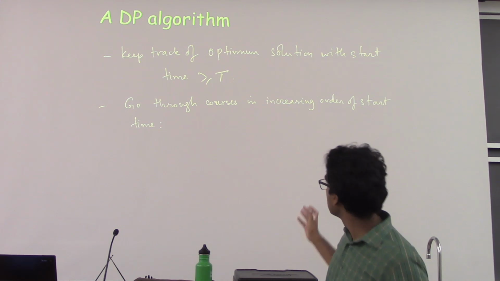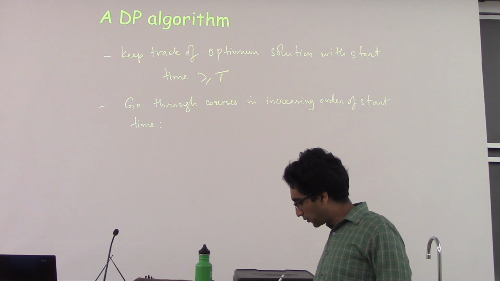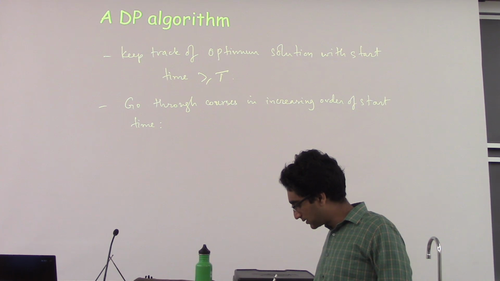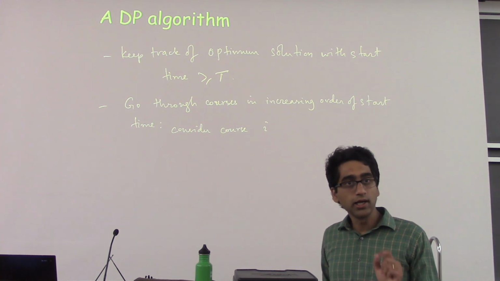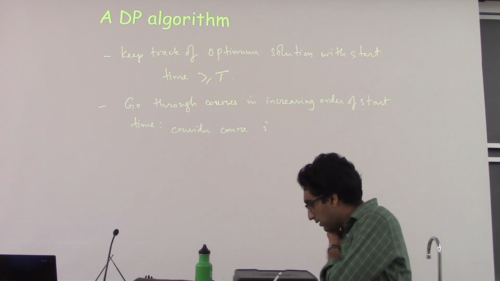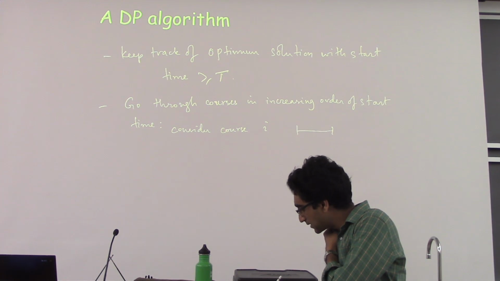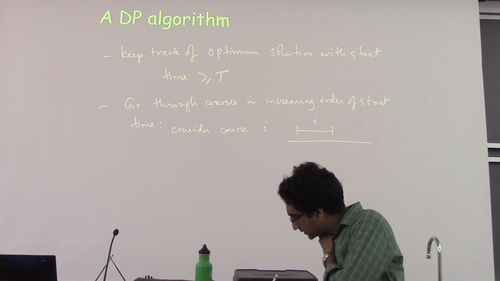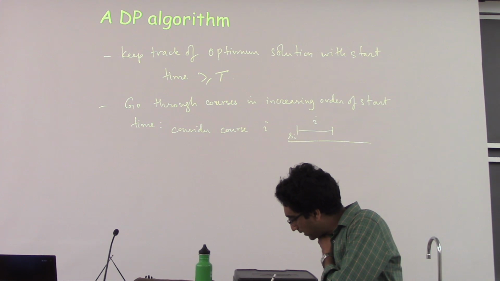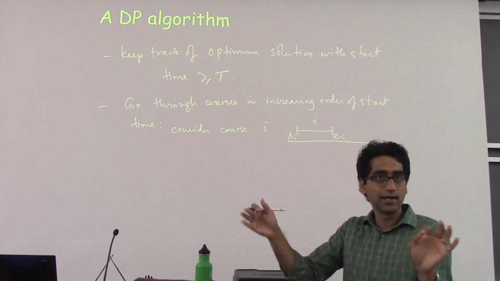And then you say that, okay, so I consider, let's say, some course I. Okay, so consider course I. If I choose to do it, this has some starting time. So this is course I, this is some start I, and this is some end I. So let's just define course I has start time Si and end time Ei.